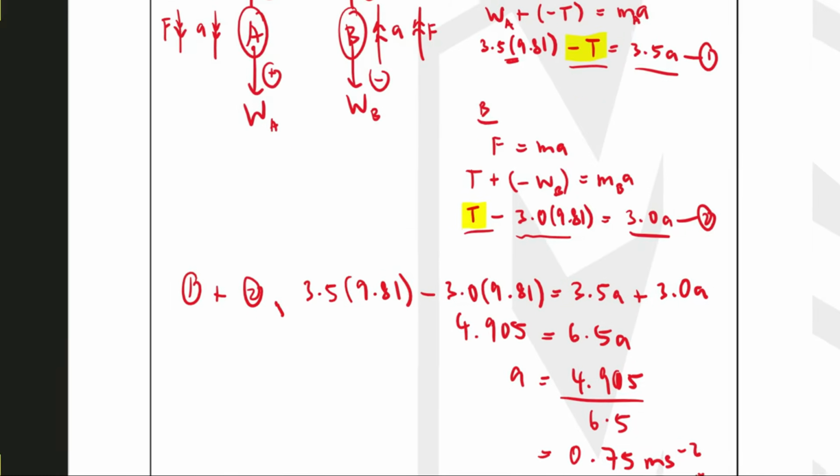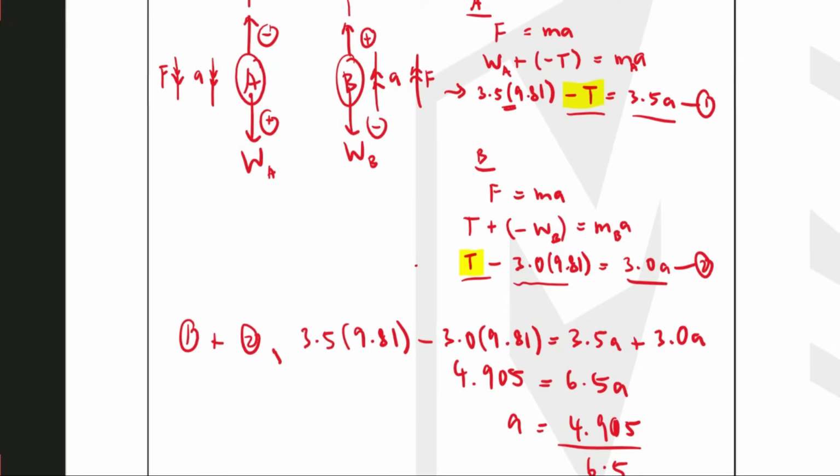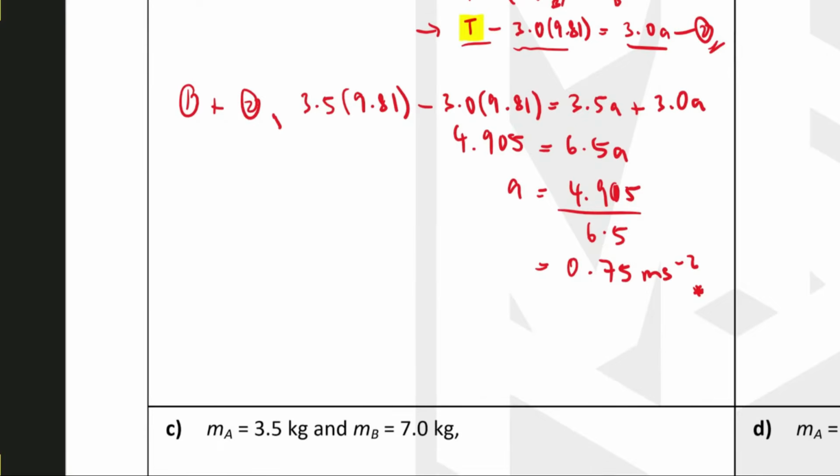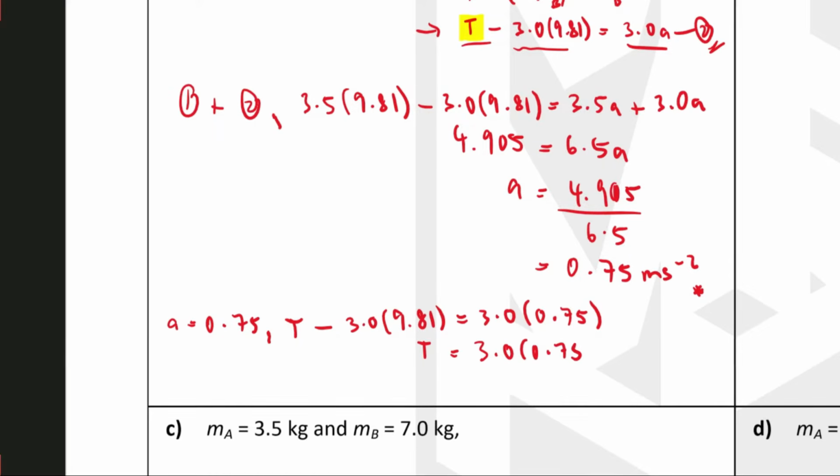Now we can substitute this value into either equation 1 or equation 2 to find the value of tension. I'm going to choose 2 simply because T is positive here. And therefore, when a is 0.75, T minus 3.0 times 9.81 equals 3.0a, which is 0.75. So therefore, T will be 3.0 times 0.75 plus 3.0 times 9.81. And the answer here is 31.68 newtons. Let's go on to the next topic.